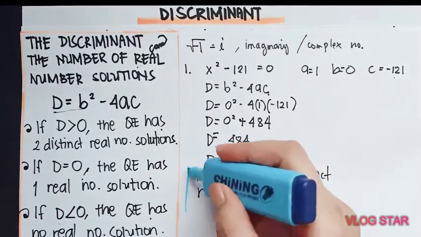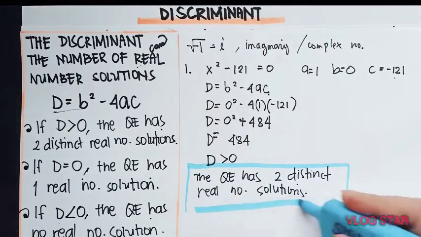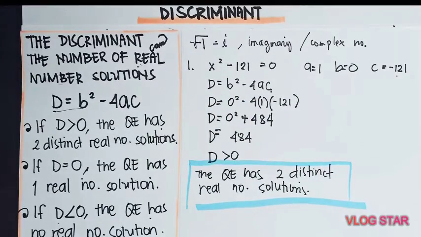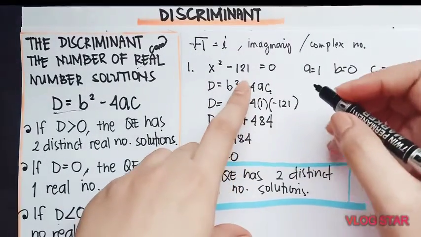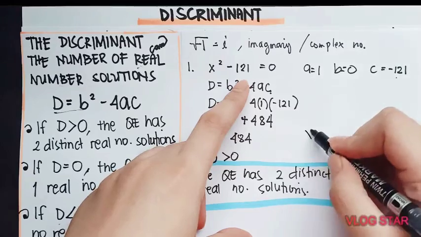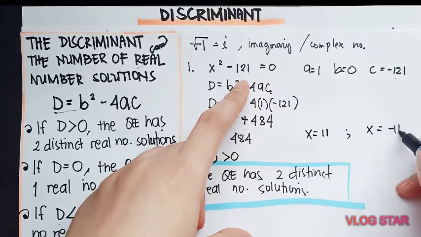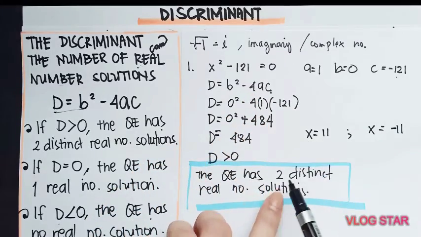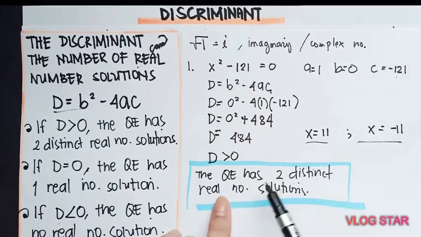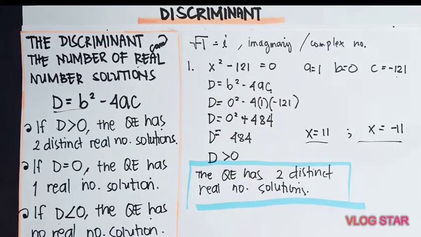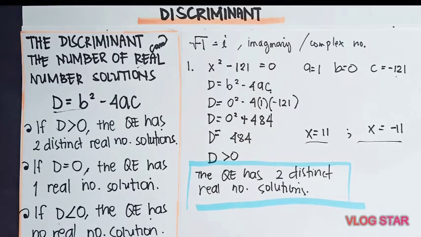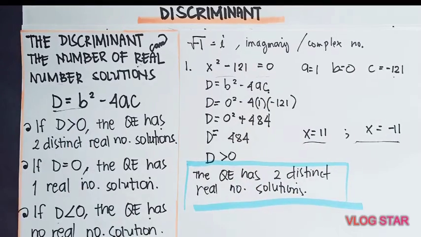So if we look back at the solutions of this quadratic equation, the solutions are positive 11 and negative 11. So these are two distinct real number solutions. Alright, so we are able to determine this without solving the equation, but instead using the discriminant.